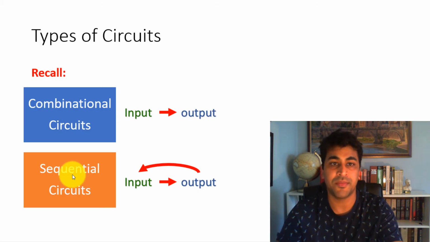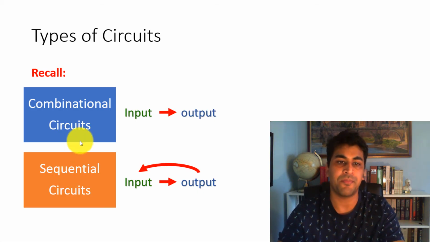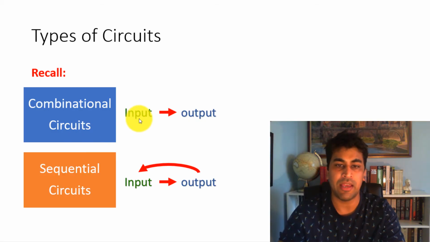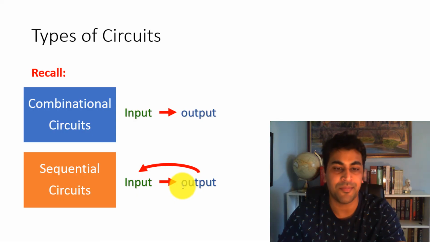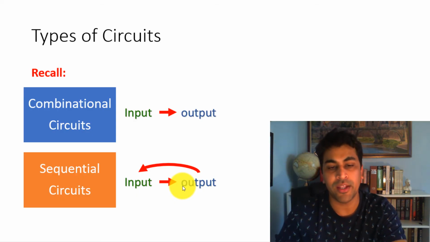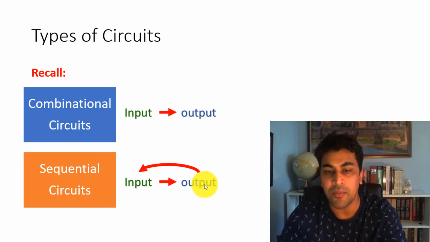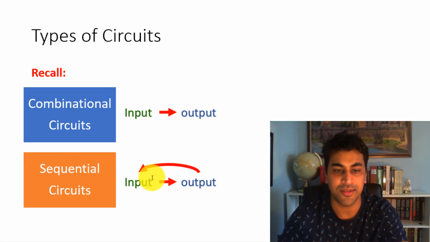Recall from lesson 2 that there are two types of circuits: combinational circuits, where we have a direct functional relationship between the input and output, and sequential circuits, where the output is a function of the input values as well as the current state of the circuit. In sequential circuits, we can also have the output of the circuit going back as input into the circuit.